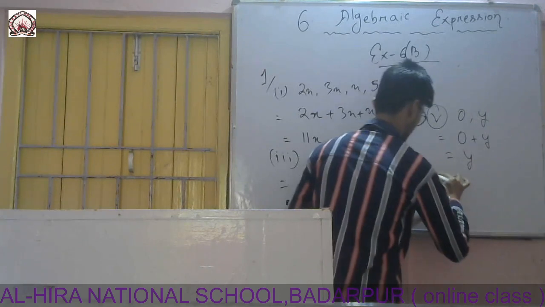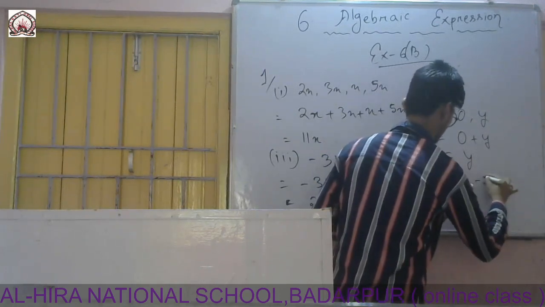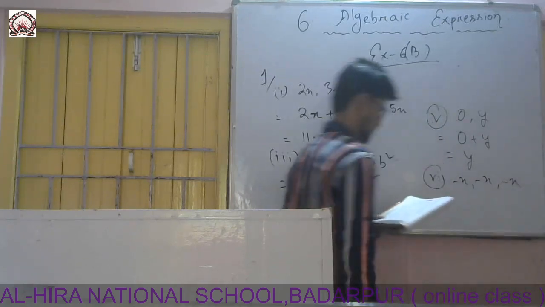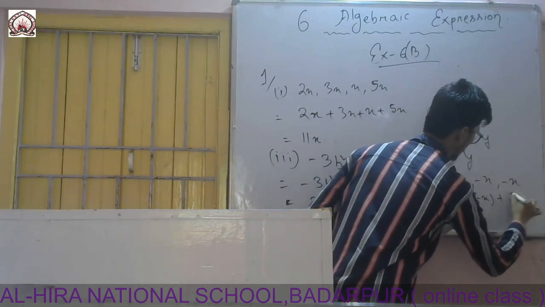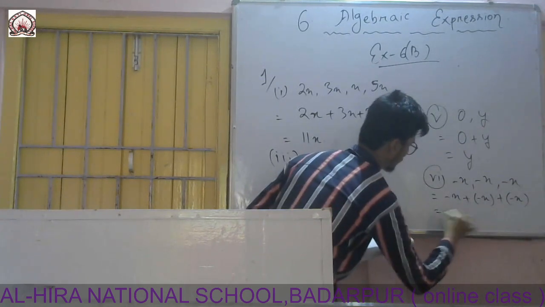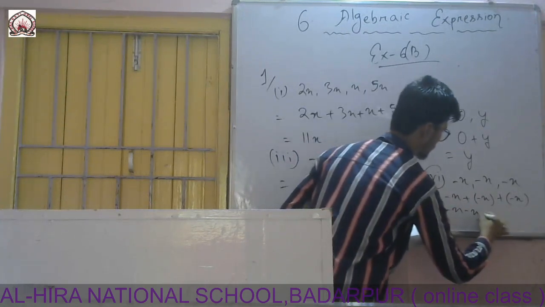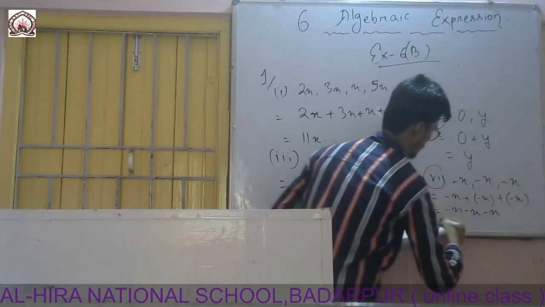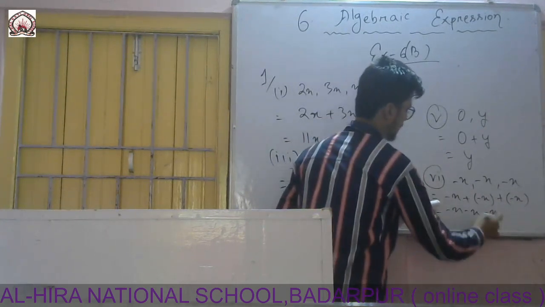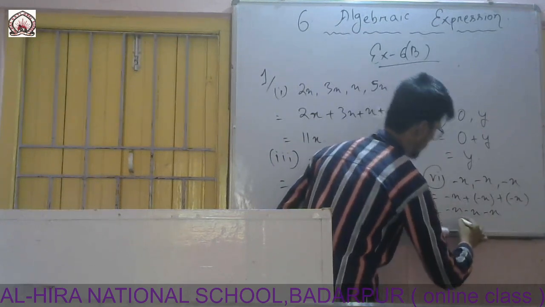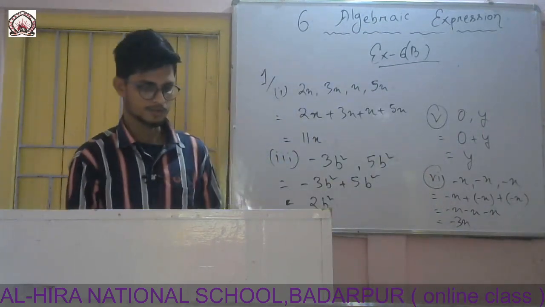Then Roman number 6, minus x comma minus x comma minus x. So if I place this plus this one, minus x plus minus x. If I now take out from the bracket, minus plus is minus, minus plus is minus. So minus minus is plus, x plus x is twice x, and again minus. So minus minus will be plus, so it will be 3x, and the sign will be minus. So minus 3x.